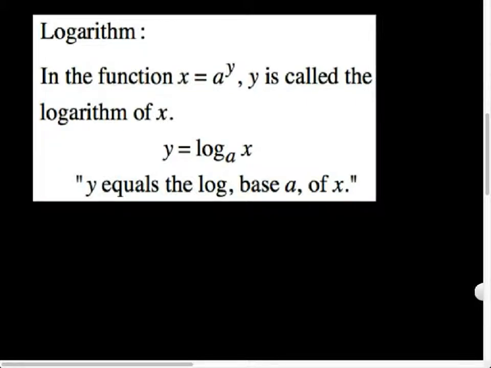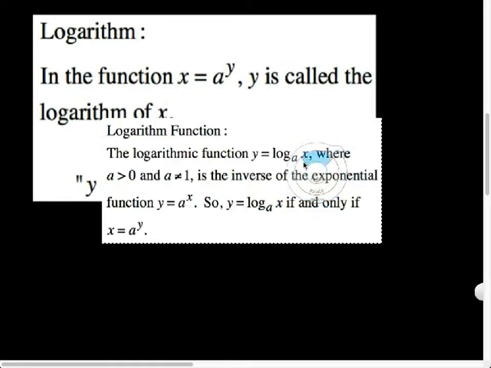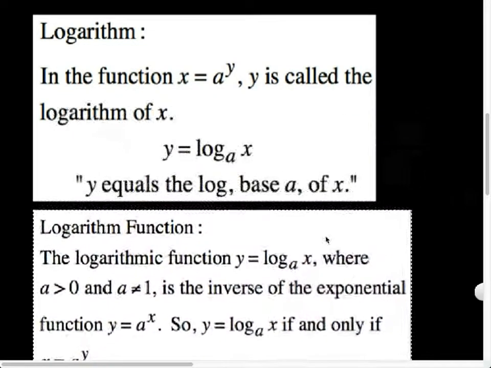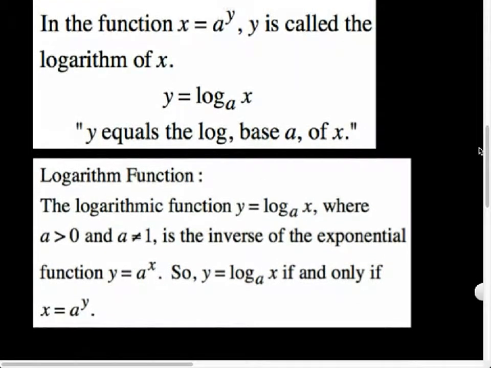But I also want to talk about what a logarithmic function is. So a function is when we have something that could be graphed, have inputs and outputs, and so forth. So this should probably say logarithmic function. That's fine. It says the logarithmic function y equals log base a of x, where a is greater than 0. So the base cannot be negative or 0. a is not equal to 1, so it also cannot equal 1.